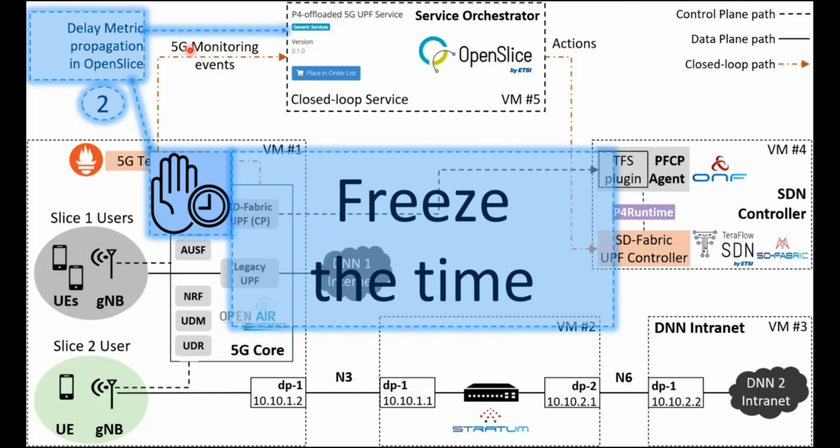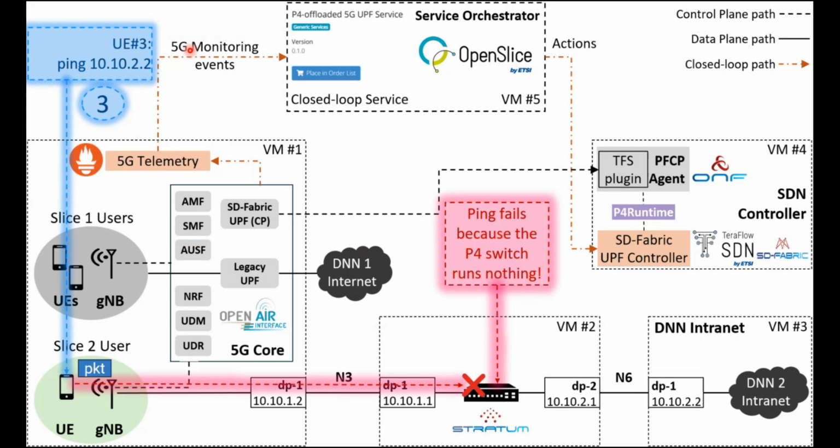We deliberately delay OpenSlice to pick up this new metric from Prometheus, to demonstrate that when the UE comes up, the UPF is not yet provisioned by OpenSlice. We delay this decision by OpenSlice to show you that initially the ping doesn't work. So the UE is up. It tries to ping DNN2, but the switch is not yet configured by OpenSlice. It's empty, so when it tries to ping, it fails.